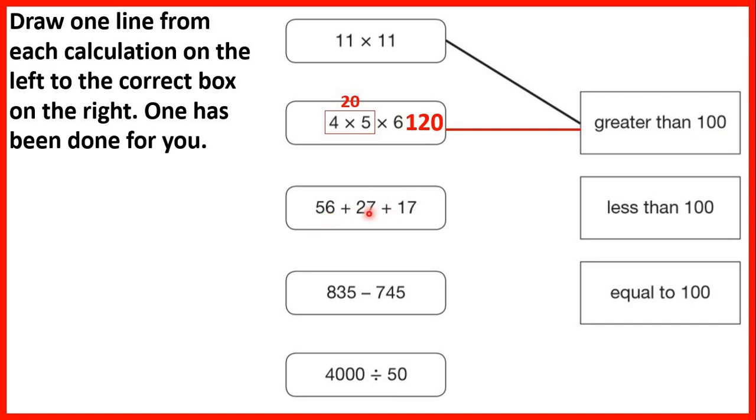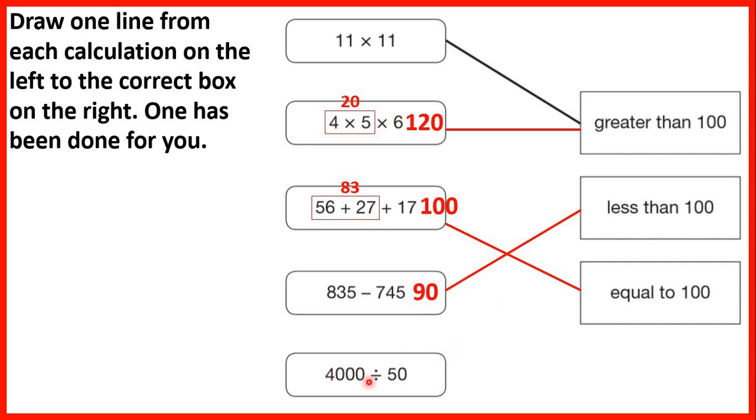Now 56 plus 27 plus 17. 56 plus 27 is 83, and then 83 plus 17 is 100. So that answer is equal to 100. Now 835 minus 745 is 90. If we think 100 more than 745 would be 845, but 835 is 10 less, so our answer is 10 less than 100. So we need to draw the arrow to less than 100.